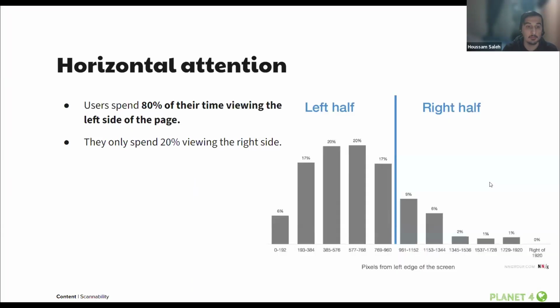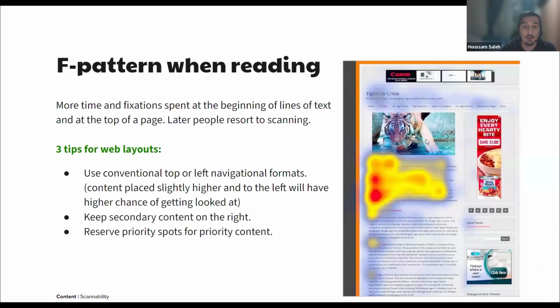Moving on to content. Horizontal attention. As we mentioned at the beginning of the presentation, users spend 80% of their time viewing the left side of the page. They only spend 20% viewing the right side. The F pattern reading: the more time and fixation spent at the beginning of lines of text and at the top of a page, later people resort to scanning. The F pattern occurs mostly on traditional formats without headings or content chunking.